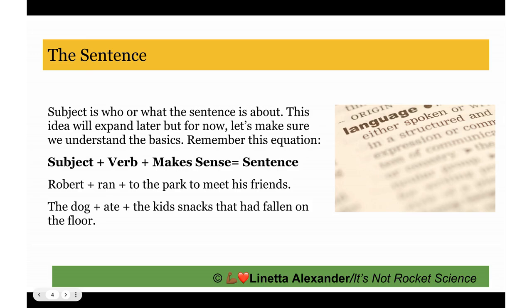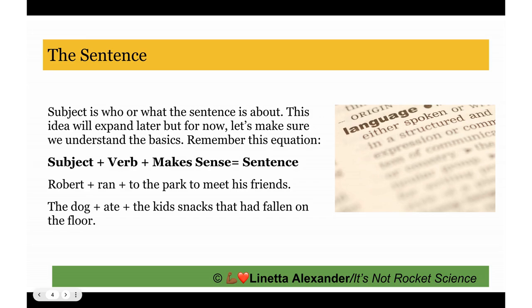Robert is the subject, ran is the verb, to the park to meet his friends. The subject and the verb together help it make sense. Now, later when we get into the deep of it, each word in the sentence has a function, has a job. But for now, we're just going to clump that phrase together, understanding that it helps make it a sentence, okay? I don't want to ramble too much about that. Let's look at the next example.